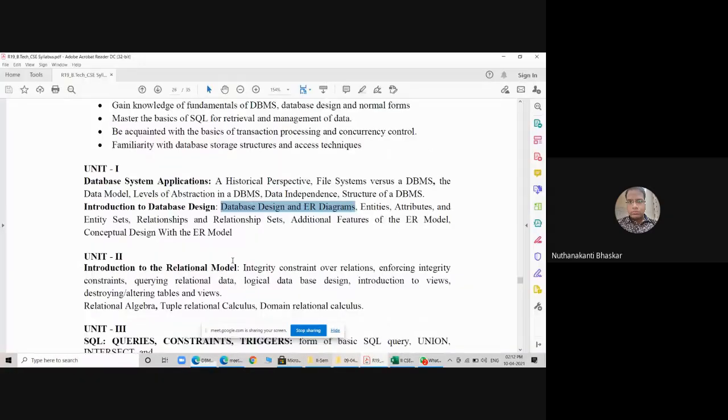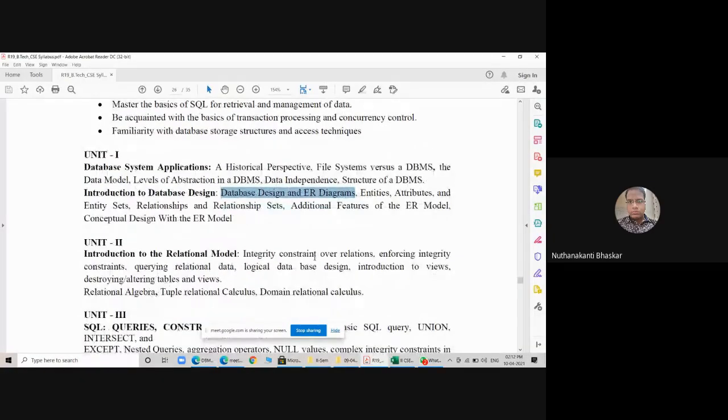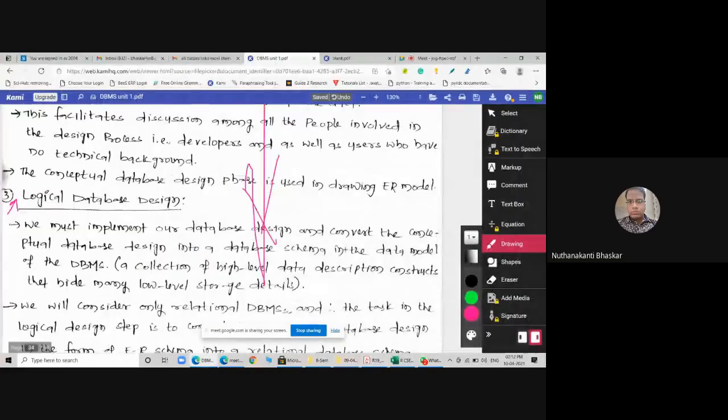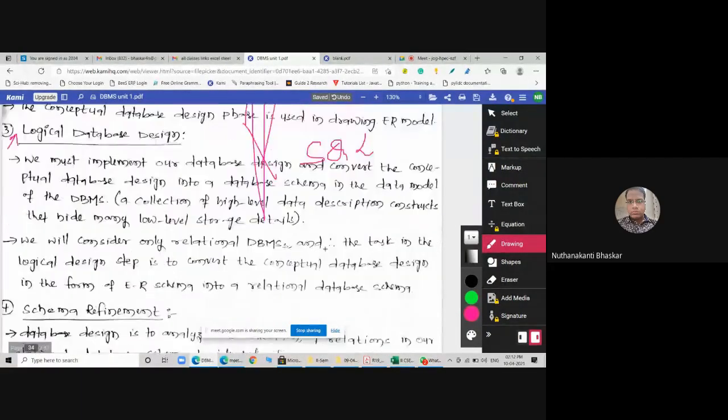The second unit is introduction to the relational model, entity concept. Introduction to relation. We have to construct the relations. That is called the logical model, the logical database. The logical database is like relations, which means all tables we have to construct using SQL. Already I told you very clearly, structured query language we use, and we can develop the logical database.